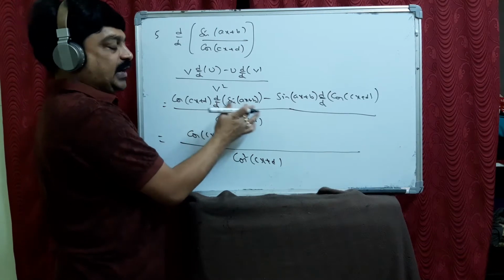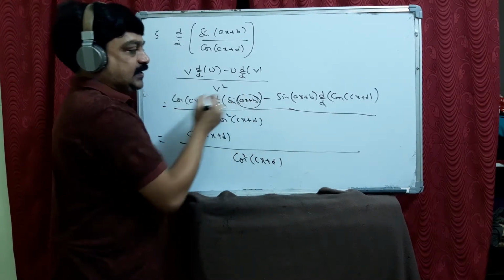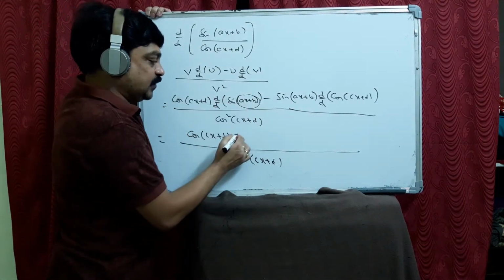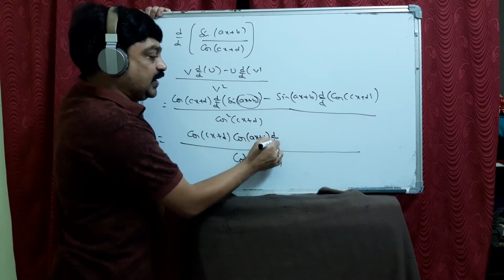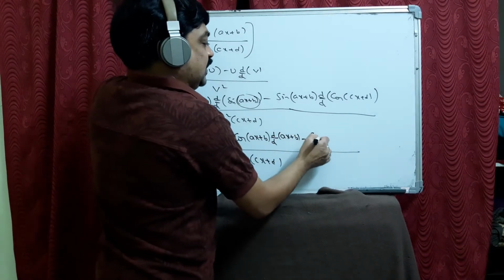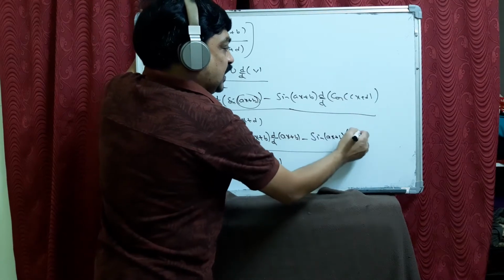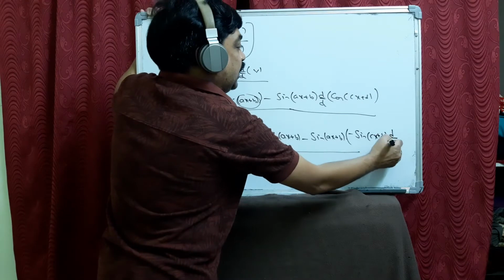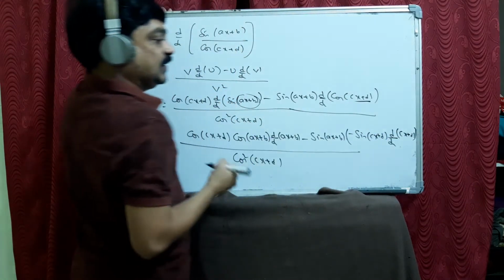Now derivative of sine. We know the derivative of sine x becomes cos x. Here this is x, so we have to apply the chain rule. So derivative of sine x becomes cos x, where x is this, into d by dx of ax plus b. Minus sine of ax plus b into derivative of cos, which is minus sine of cx plus d, into d by dx of cx plus d, because we assume this thing as x here.